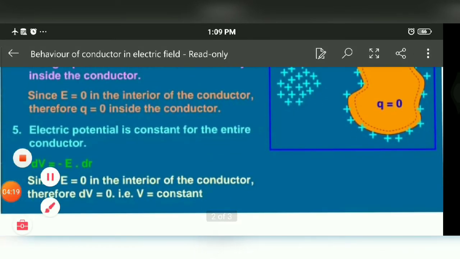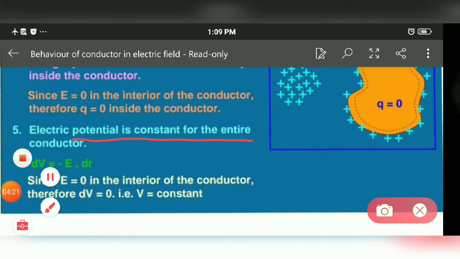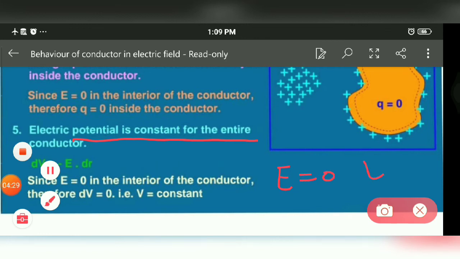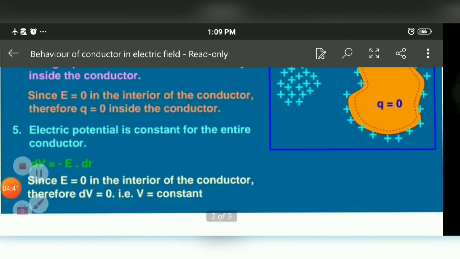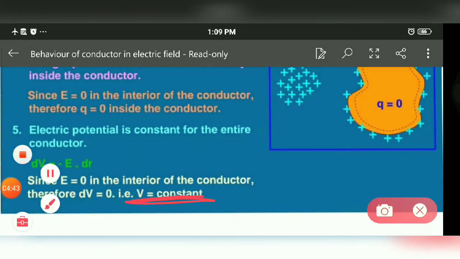Next is electric potential is constant for the entire conductor. Why so? Because we know inside the conductor electric field is 0 and on the surface it is the same. If electric field is 0, then from E equals negative gradient of potential, we find that potential is constant. So potential is constant everywhere.